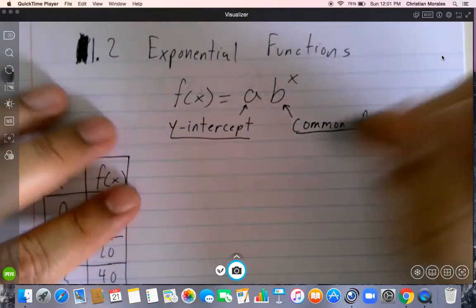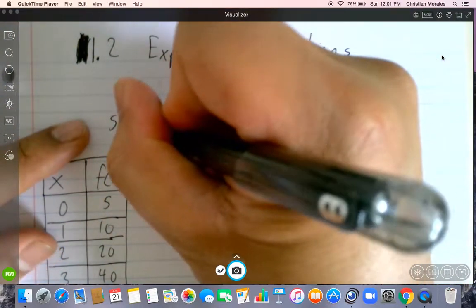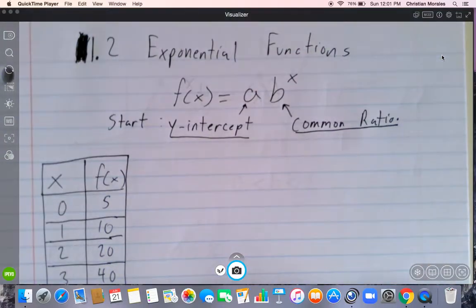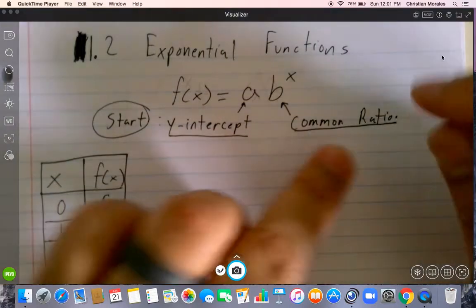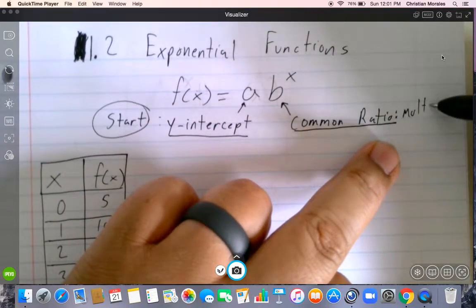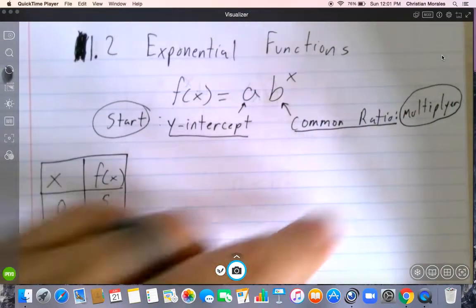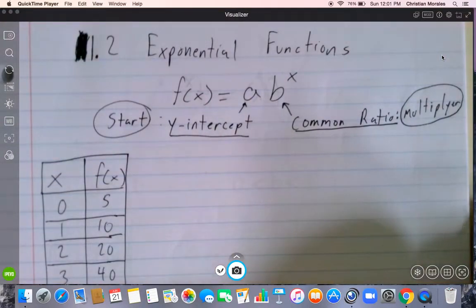So for the y-intercept, I like to call this the starting point or the start. And we usually start at 0, okay? So you're starting at the y-intercept. The common ratio, I like to call this the multiplier. Because there's a pattern to these things, we're looking for a multiplying pattern, not an adding pattern, okay? But this is basically the layout for all your formulas, okay?